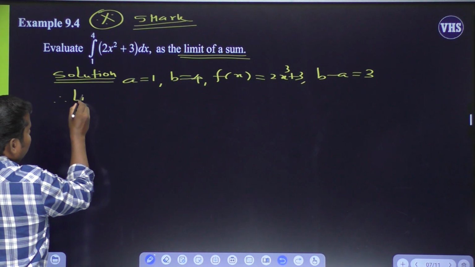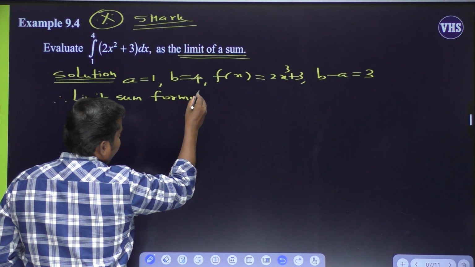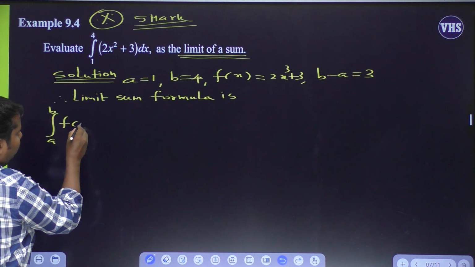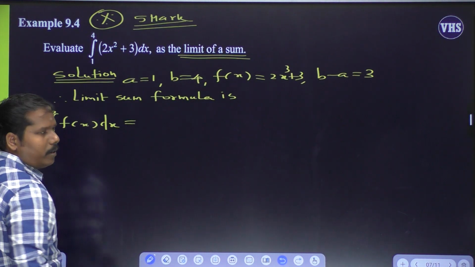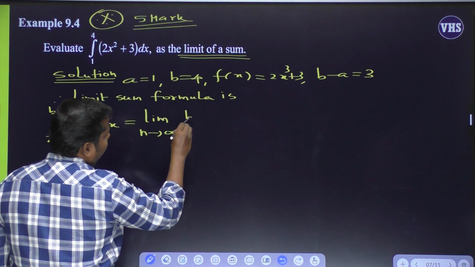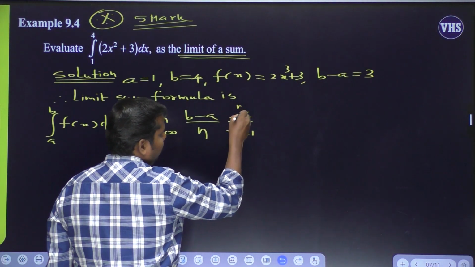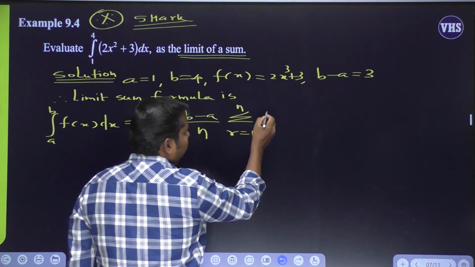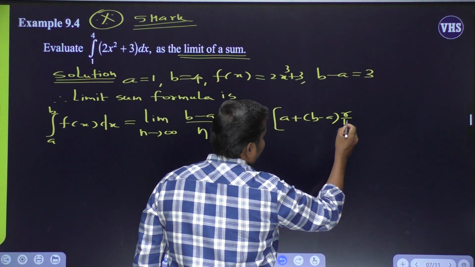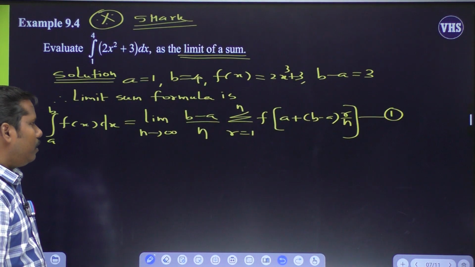Now let us write the formula for the limit of a sum. The formula is: integral a to b f of x dx is nothing but the limit as n tends to infinity of (b minus a) by n, summation over r from 1 to n, f of a plus (b minus a) into r by n. As usual, let us take it to be equation number 1.